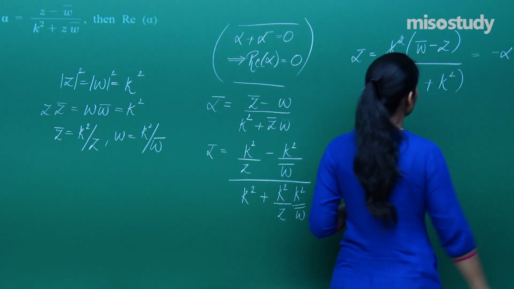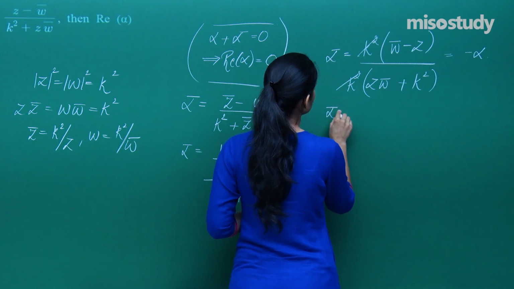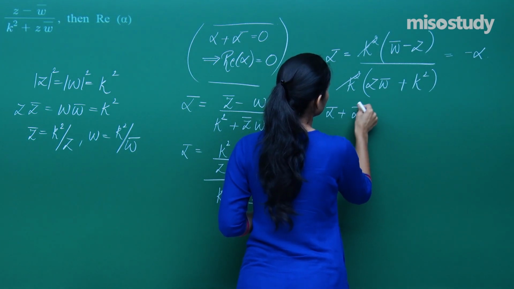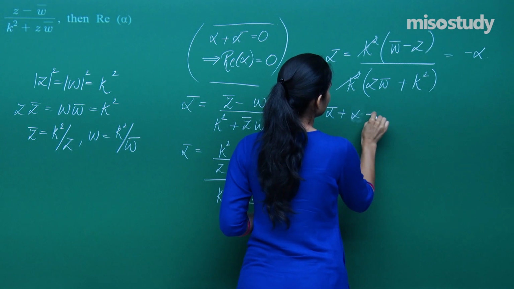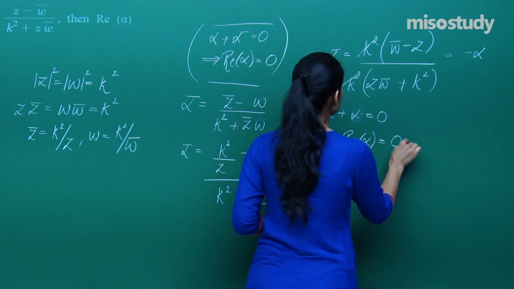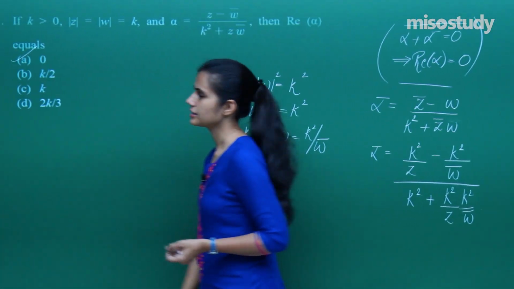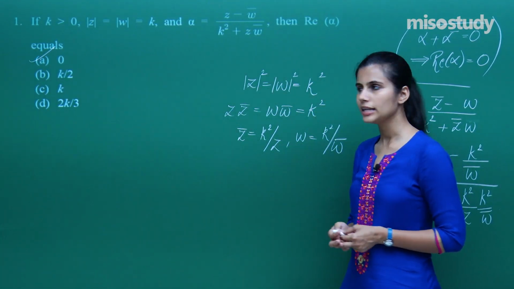This gets cancelled, you are left with W bar minus Z upon ZW bar plus K square, which is nothing but minus alpha. Once you get this, you have got alpha plus alpha bar is 0, which means real part of alpha is 0, and the question was what is the real part of alpha, and so your answer is that it is 0. Clear?